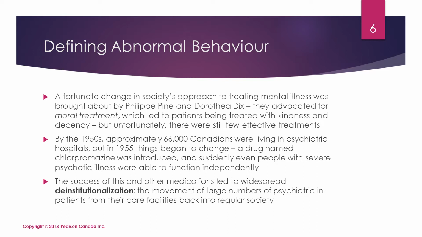By the 1950s, approximately 66,000 Canadians were living in psychiatric hospitals, but in 1955, things began to change. A drug named chlorpromazine, I have to brace myself to try to say that, was introduced, and suddenly even people with severe psychotic illness were able to function independently. So it was one of the first antipsychotics approved for use.